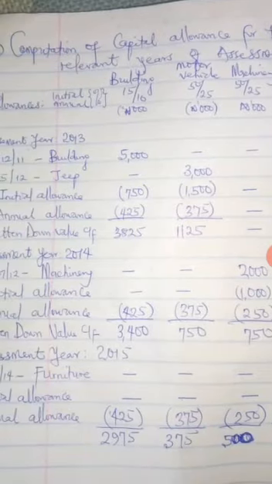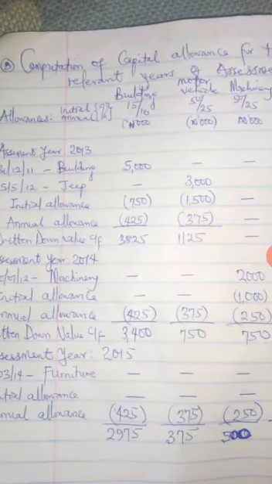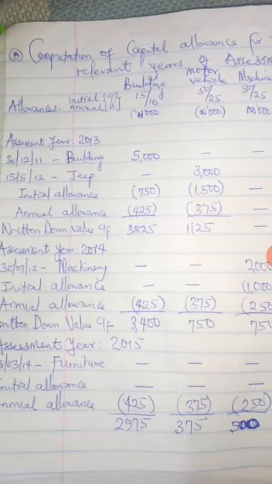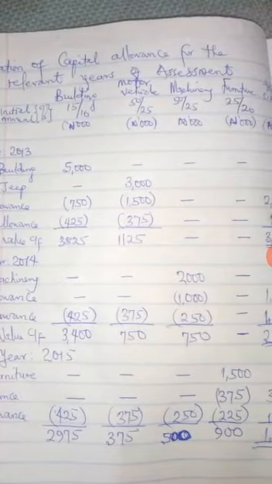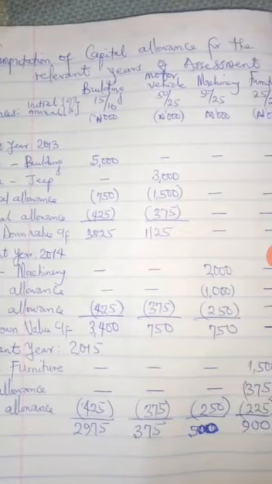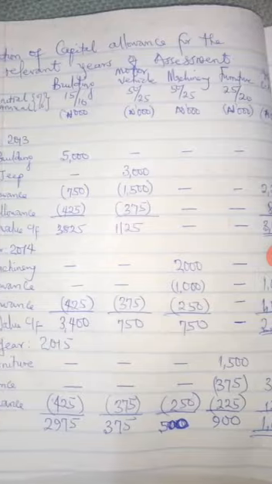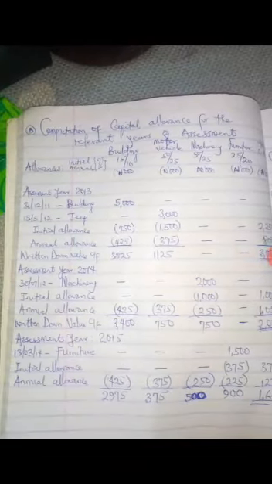Then for us to get our written down value for the next year, for building, you have 3,825 minus 425, which gives 3,400. Then for motor vehicle, you have 1,125 minus 375, which gives 750. Then for our machinery for the year, you have 2,000 minus the initial allowance of 1,000 minus the annual allowance of 250, which gives 750. So this becomes your tax written down value that will be carried forward to the next year.